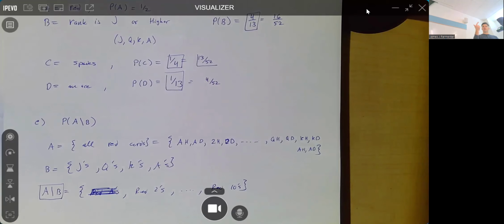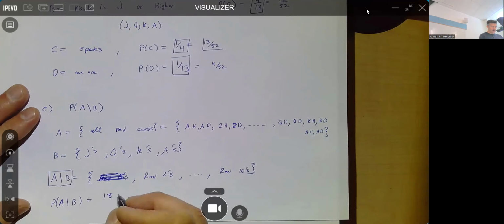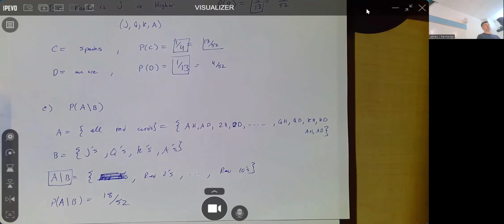Let's see. 2, 3, 4, 5, 6, 7, 8, 9, 10. There's 9 ranks and 2 red cards in each rank. So there's 18 cards total. So the probability of A minus B is 18 cards we want out of 52 total possible cards. And I wouldn't worry about reducing fractions here unless you specifically are asked to.